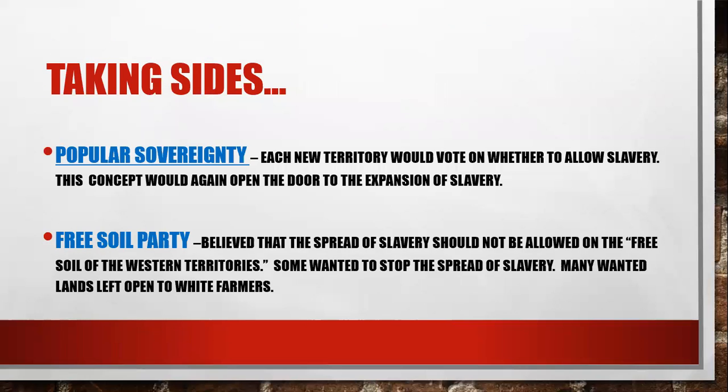Then we're going to have this idea where people are going to start taking sides between two different ways of thinking. So we're going to have popular sovereignty, where each territory is going to vote whether they want to allow slavery. And this is how we're going to get into the Compromise of 1850, the Kansas-Nebraska Act.